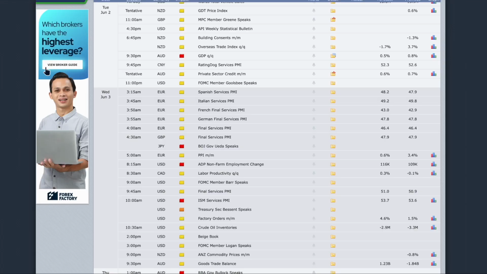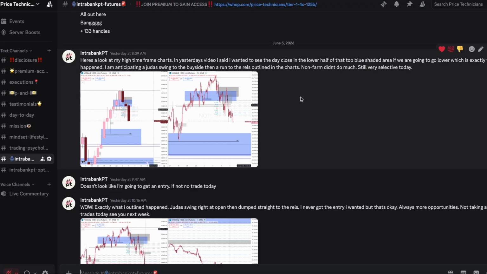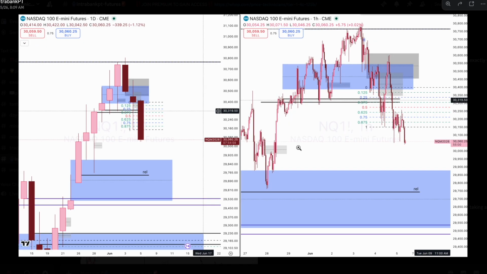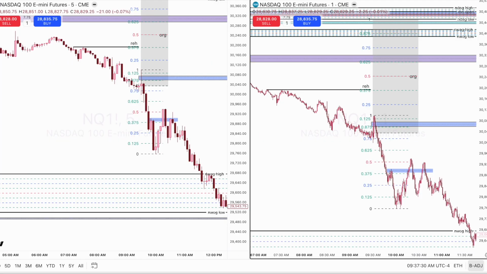And then come Friday, I said I'm anticipating a judas swing to the buy side and then a run to the relative equal lows outlined in the chart. So let's take a look at that. I sent this. So I want a judas swing to the buy side, and I want to see us run down here, take these out. So I'm anticipating lower prices because of the things that I just said. So let's take a look.